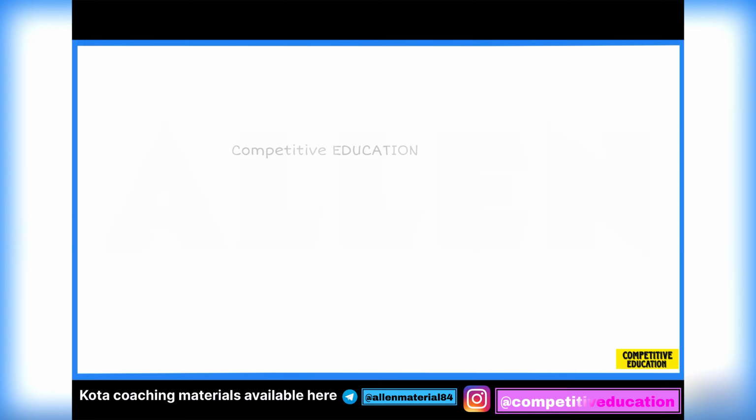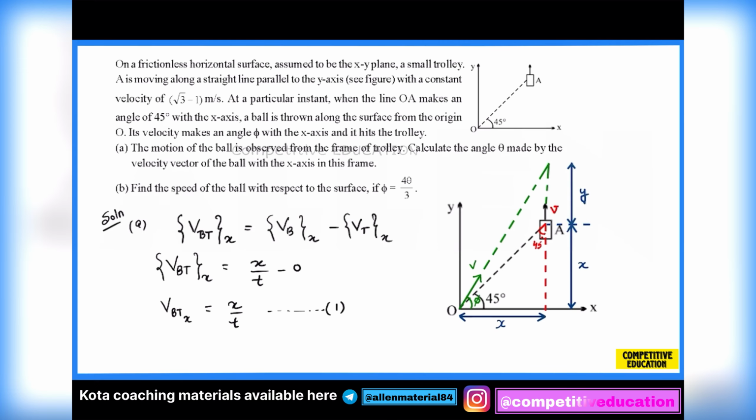Now I am going to write the velocity of the ball with respect to the trolley in the y direction. In the y direction, I can write the velocity of the ball in the y direction minus the velocity of the trolley in the y direction. So this will come out to be the velocity of the ball in the y direction. The displacement of the ball will be x plus y. It will be this displacement, that is x plus y.